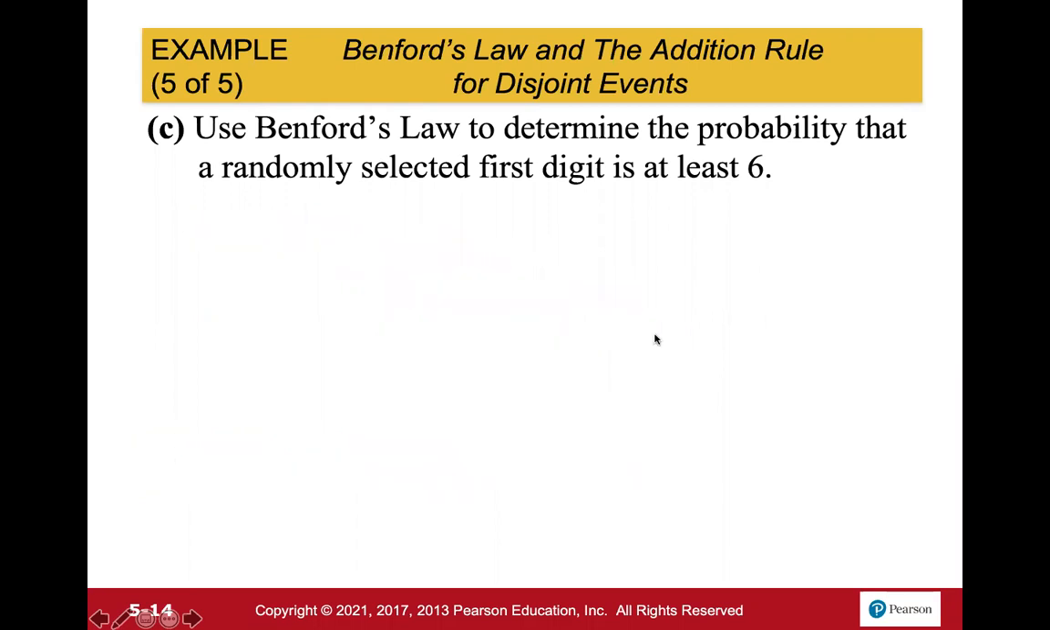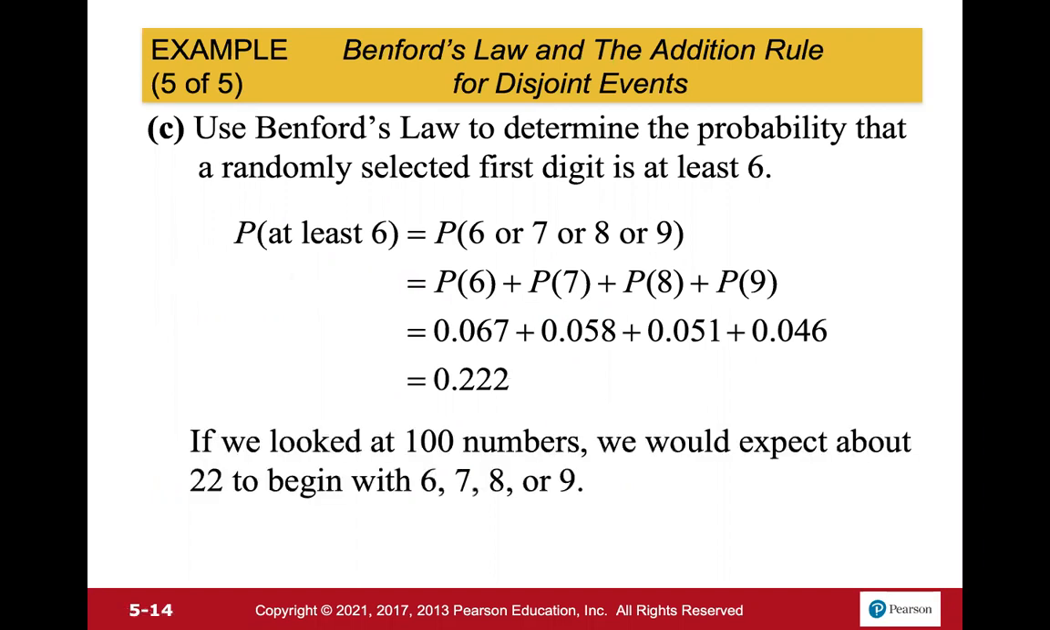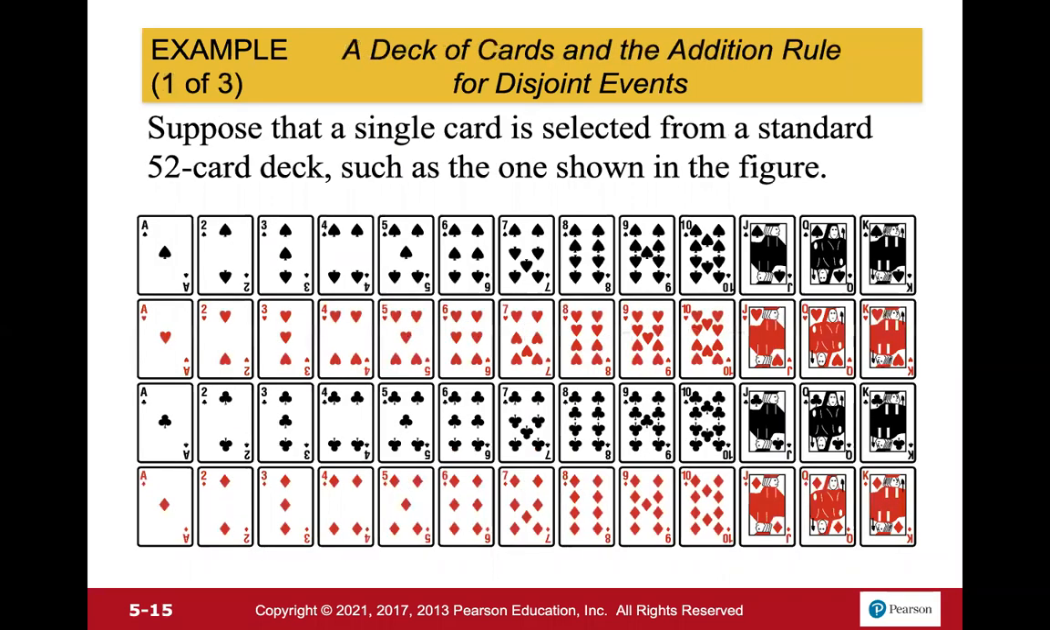And let's see if we missed anything. Nope. So at least 6 represents 6 or 7 or 8 or 9. The sum of all of those ended up being 0.22. If we look at 100 numbers, we would expect about 22 of them to begin with 6, 7, 8, or 9.